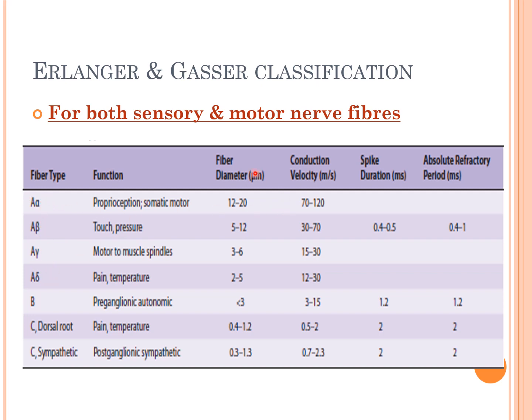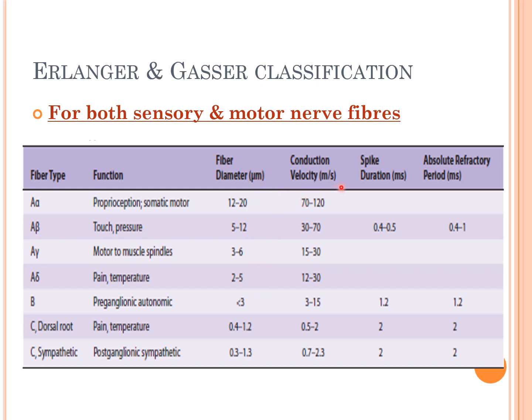As you can see in the table, it shows the diameter of the nerve fiber. When you see A alpha, the diameter is 12 to 20 micrometers, whereas in A beta it is 5 to 12 micrometers. A gamma it is 3 to 6 micrometers. A delta it is 2 to 5 micrometers. So you can see the diameter is decreasing.